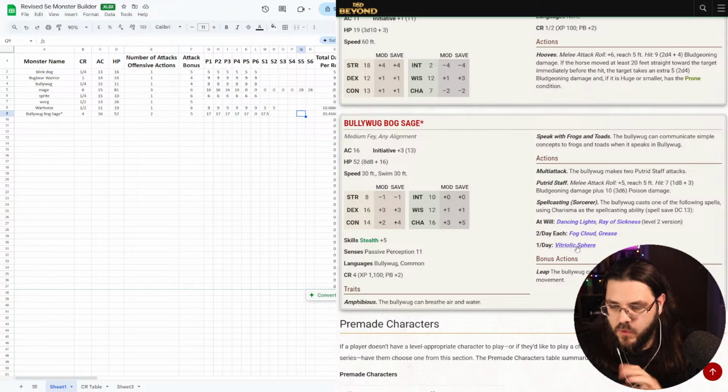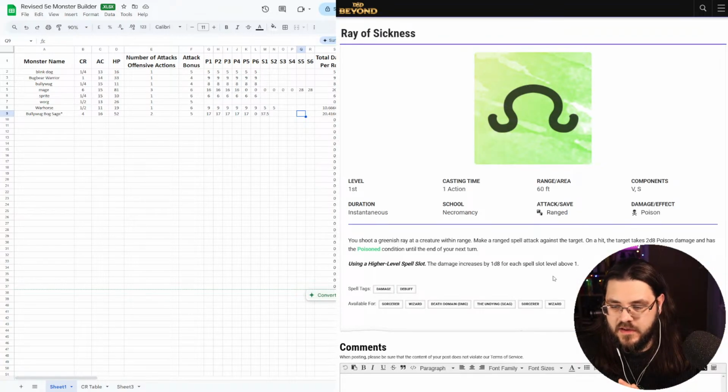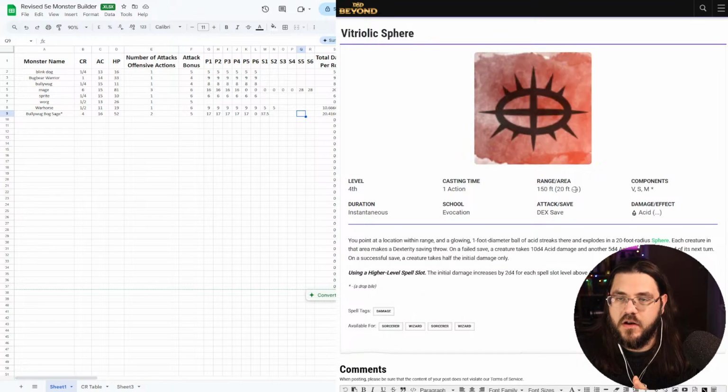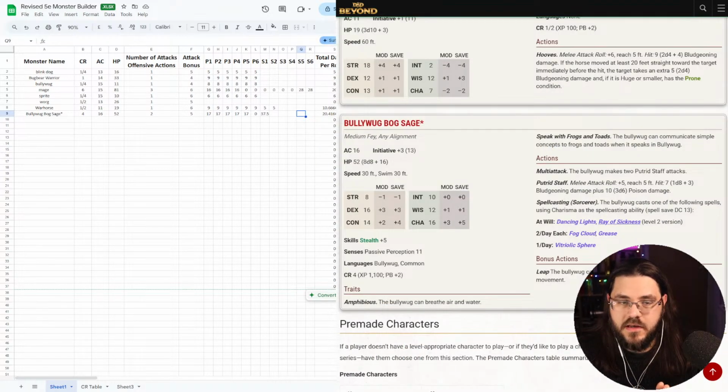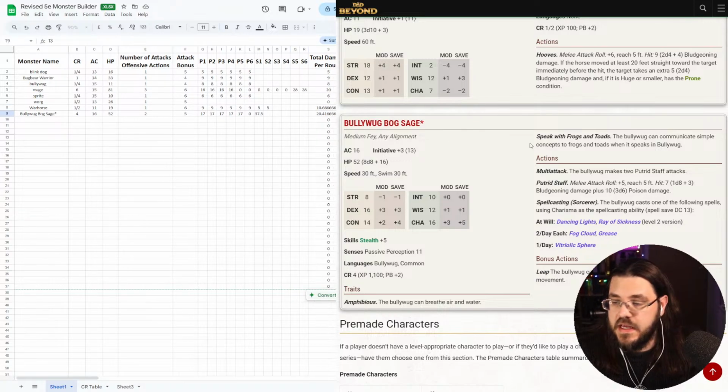So it can do 1 Vitriolic Sphere. Fog Cloud and Grease aren't damaging. Ray of Sickness is 2d8 poison. Is it 1 creature? Shoot a greenish ray at a creature within range. 2d8 poison. Yeah, 2d8 is not going to be enough, so we keep the higher damage in from the Putrid Staff, and then its spell save DC is 13, and then it can also leap.